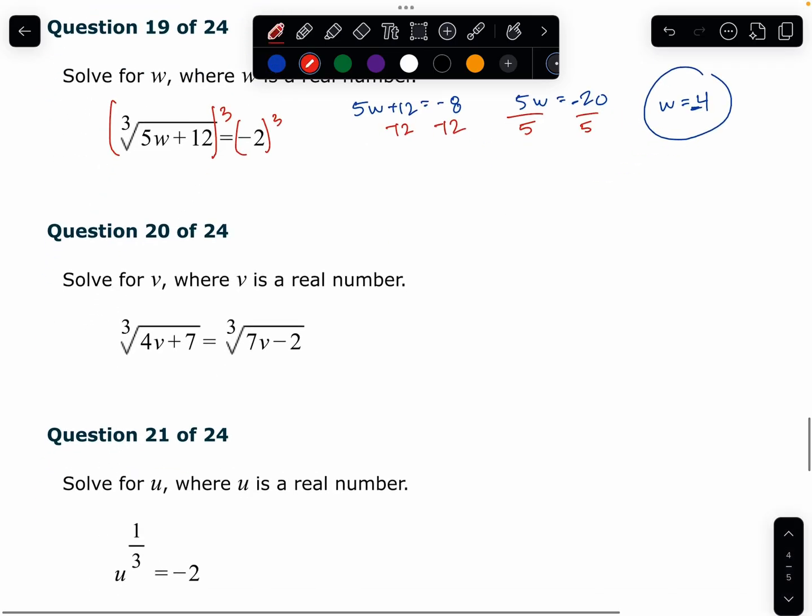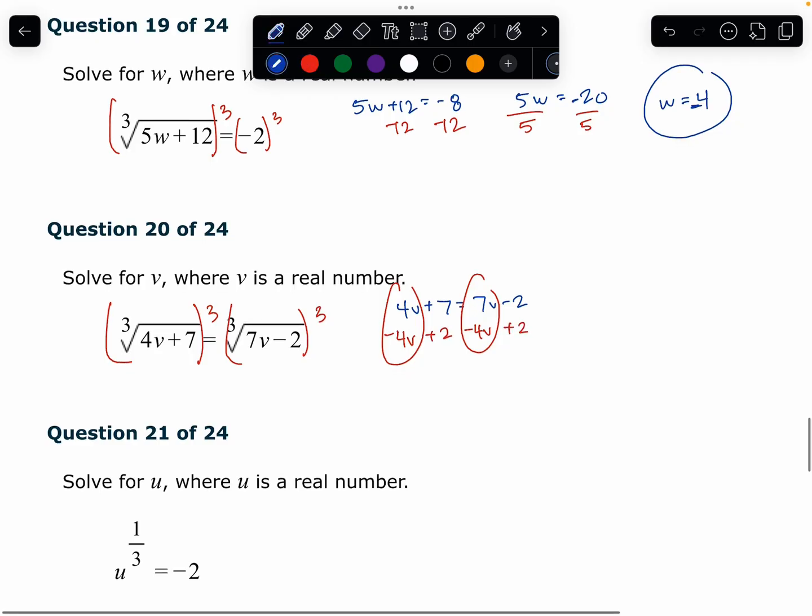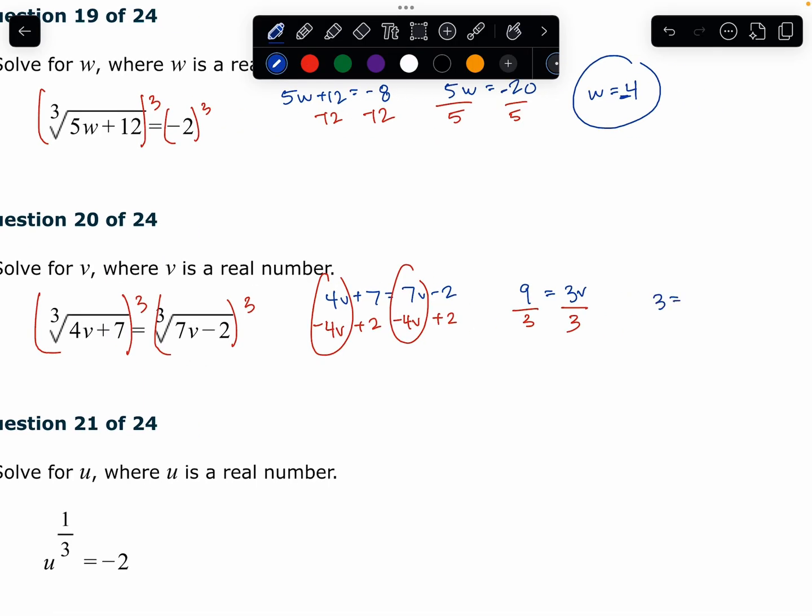For 20, we're going to cube both sides. So we'll get 4v plus 7 is equal to 7v minus 2. Then I'm going to subtract 7. No, I'm actually going to subtract 4v from both sides because I want v to be positive. So those will cancel right there. And then I'm going to add 2 to both sides. So on the left side, we're going to end up with 9. On the right side, we're going to end up with 3v. And then I'm going to divide both sides by 3. So I'll get 3 is equal to v.